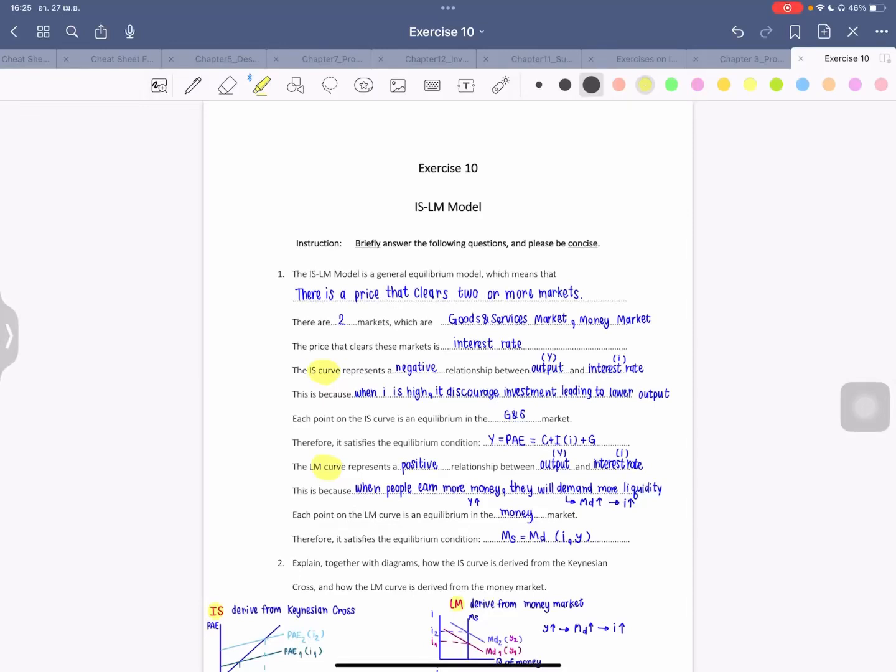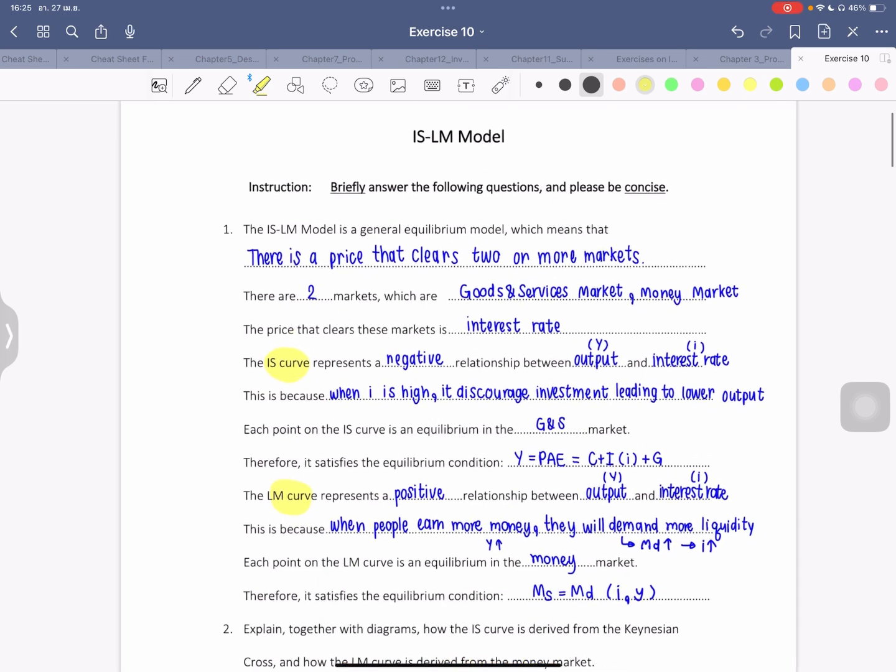Hello everyone. Today I will explain the solution of exercise 10, the IS-LM model. Let's get started with the first question.